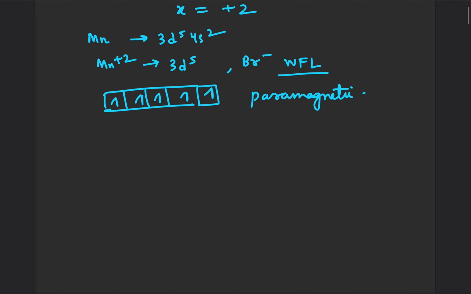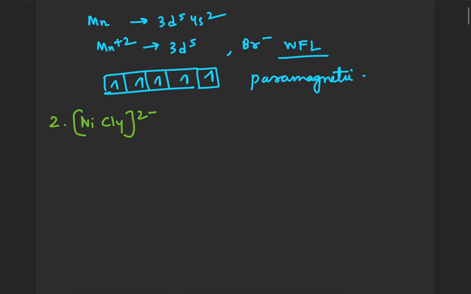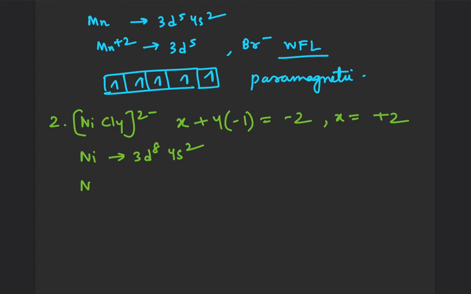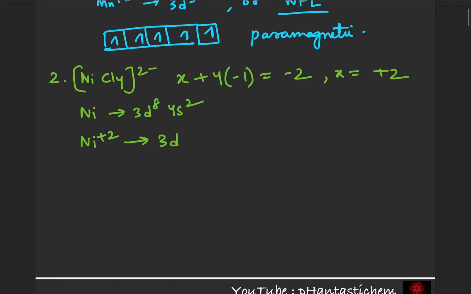Cool. Then we have the second one, that is NiCl4 2 minus. Okay, so x plus 4 into charge on Cl, which is minus 1, will be equal to minus 2. So x is going to be plus 2, and we know that the configuration of nickel is 3d8 4s2. So therefore the configuration of nickel plus 2 is going to be 3d8.